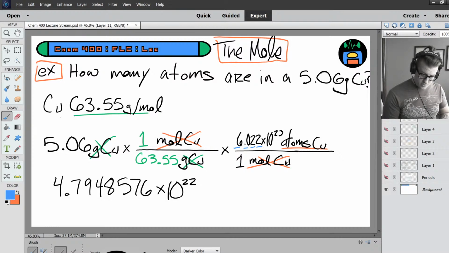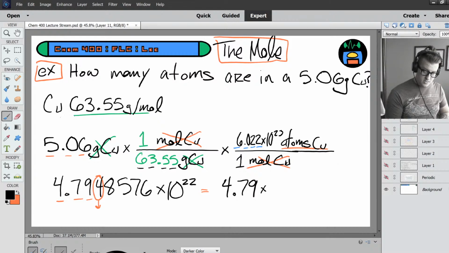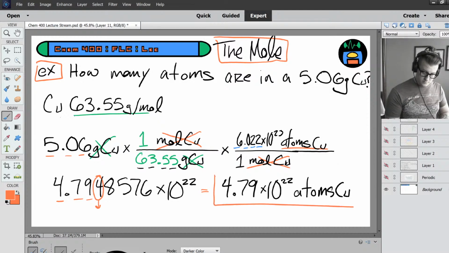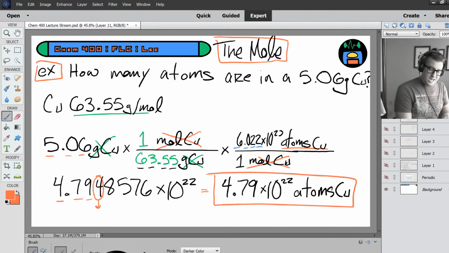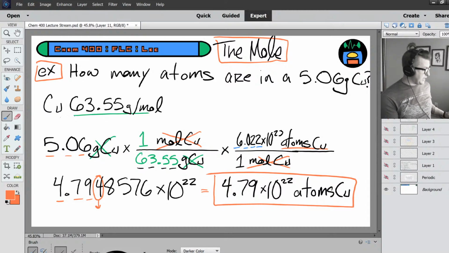Avogadro's number has 4. You can see that our atomic mass has 4 sig figs, but our initial mass only has 3, so we can only keep 1, 2, 3. 4 rounds down, so our correct value with the correct sig figs will be 4.79 times 10 to the 22nd, and then the correct units are atoms of copper. All right, so there are 4.79 times 10 to the 22nd atoms of copper in a 5.06 gram sample.